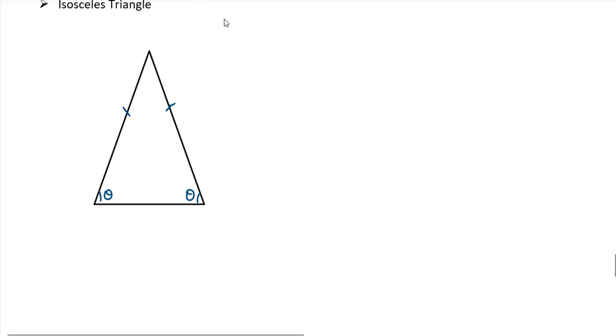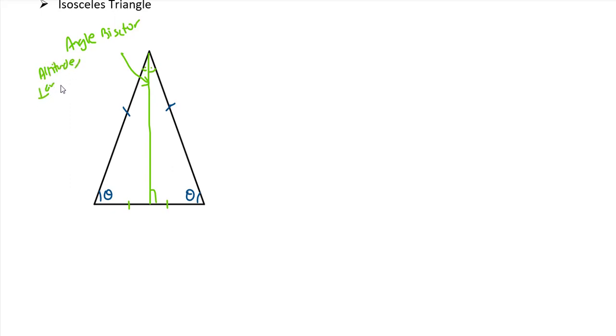Now one interesting point regarding the isosceles triangle is, if we draw a line from the vertex where the two equal sides meet, such that this line is perpendicular to the third side, then this line will also be your angle bisector. So these two angles will be equal. It will also bisect the side on which it has been drawn. So these two sides will be equal. And since it is perpendicular, this will also represent your altitude as well as the perpendicular bisector.